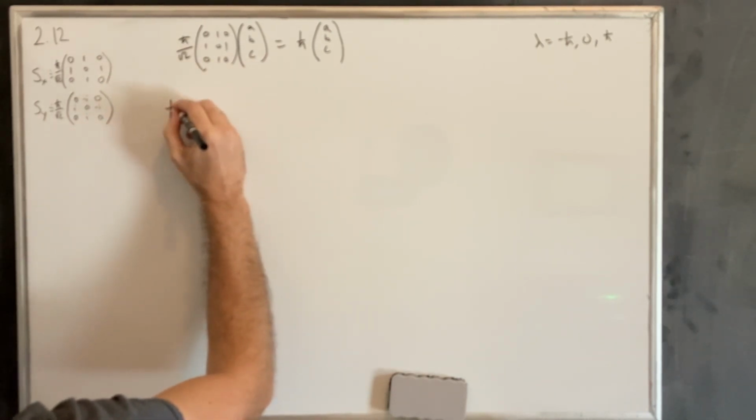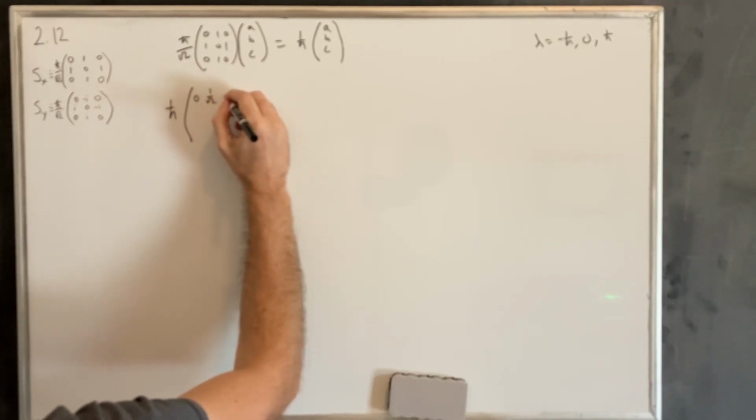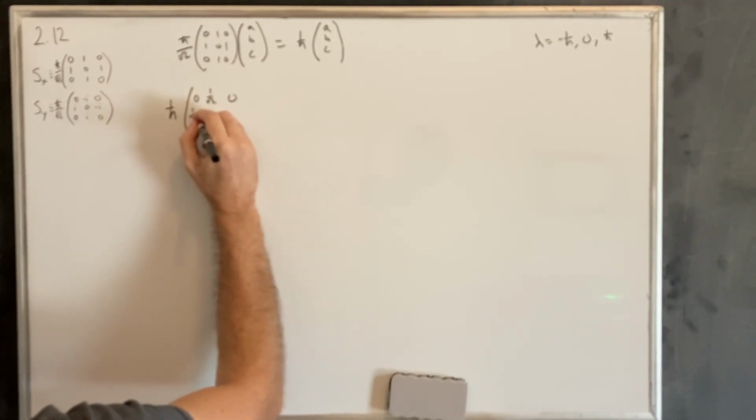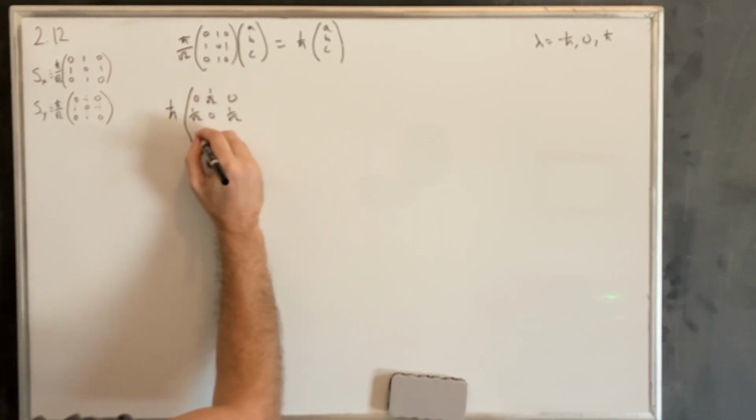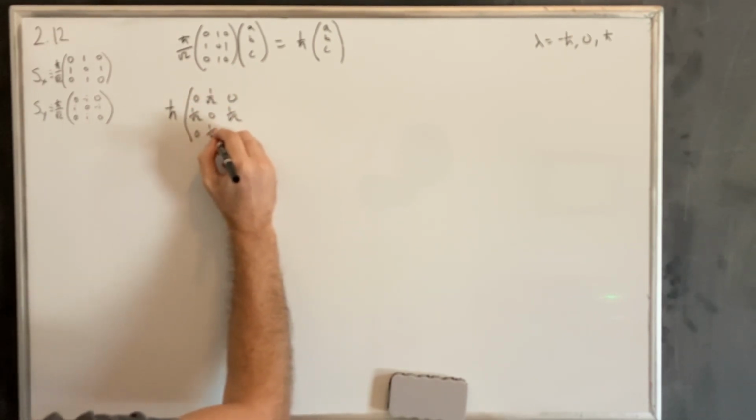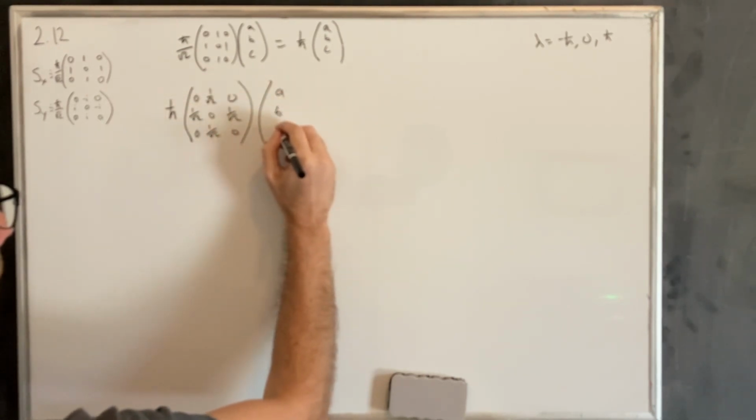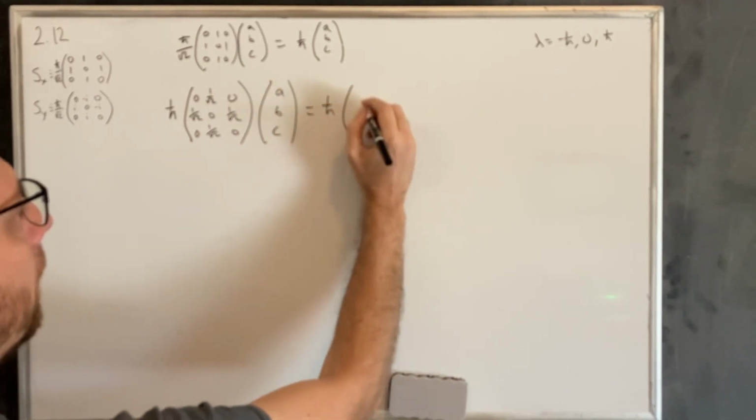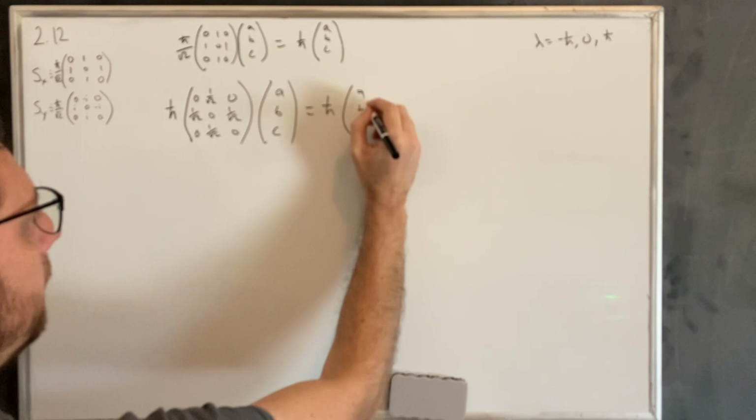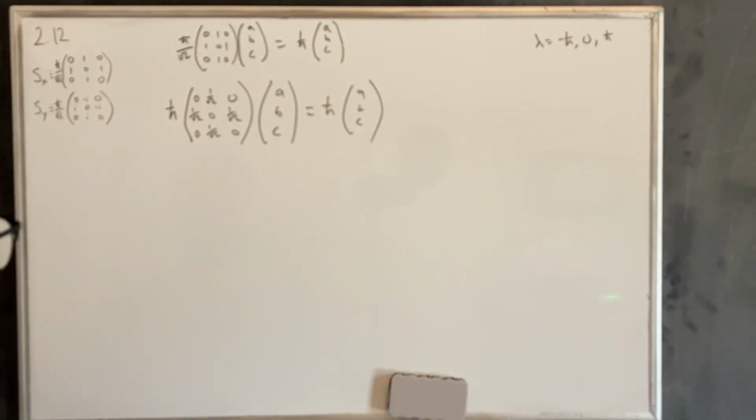So we'll have h bar on the outside, and the matrix 0, 1 over root 2, 0, 1 over root 2, 0, 1 over root 2, 0, 1 over root 2, 0, times our a, b, and c, equals h bar times a, b, and c. This way might be more writing, but now our outside terms match, so we're looking good. Now let's do this matrix multiplication.